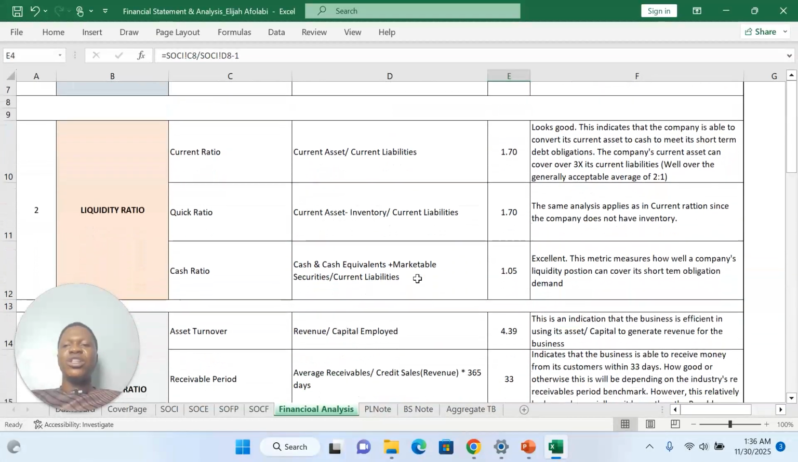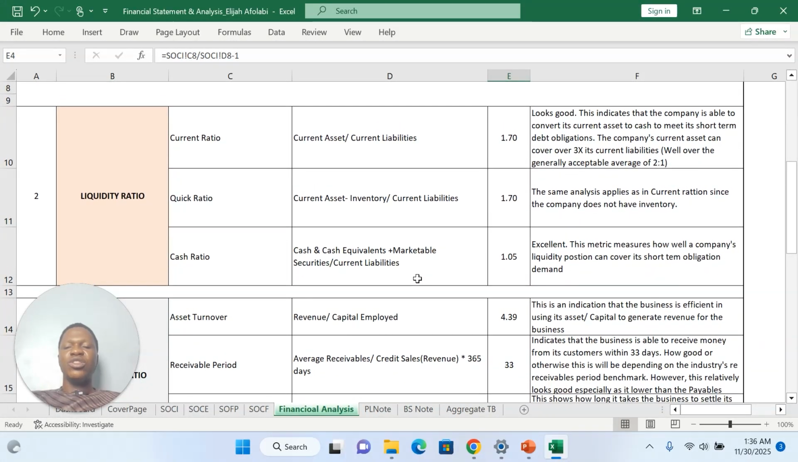Another ratio that you should look at is the liquidity ratio. Liquidity ratio tells us how liquid a business is, how they are able to convert their assets to cash. And one of them is the current ratio.